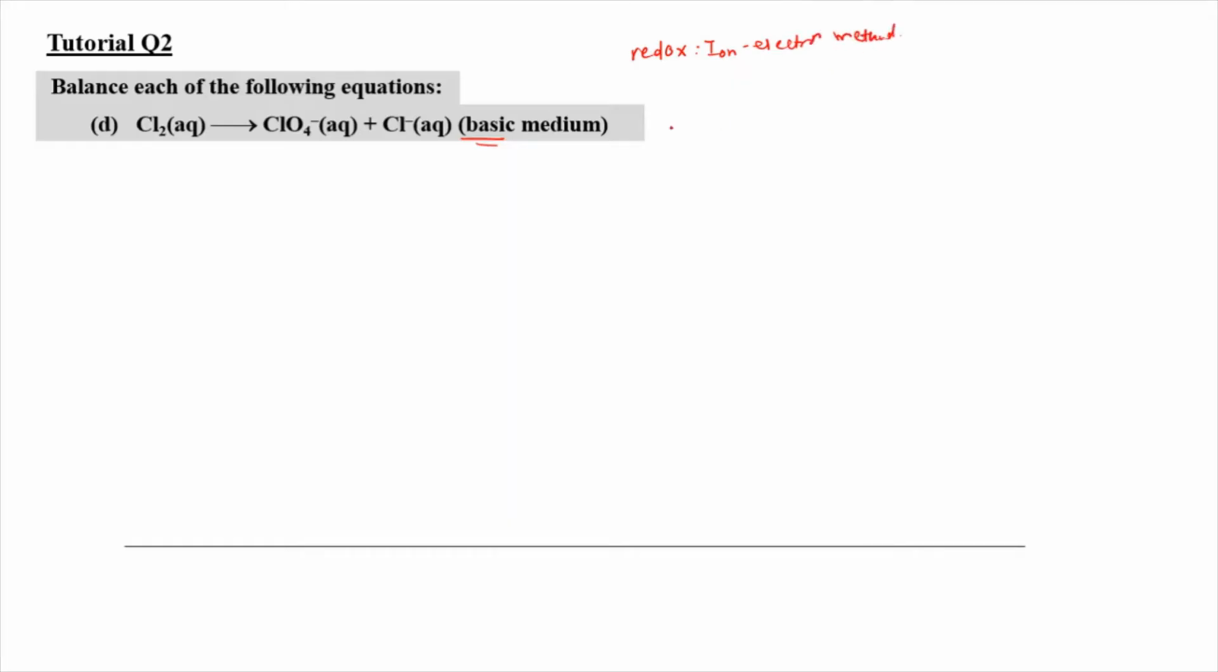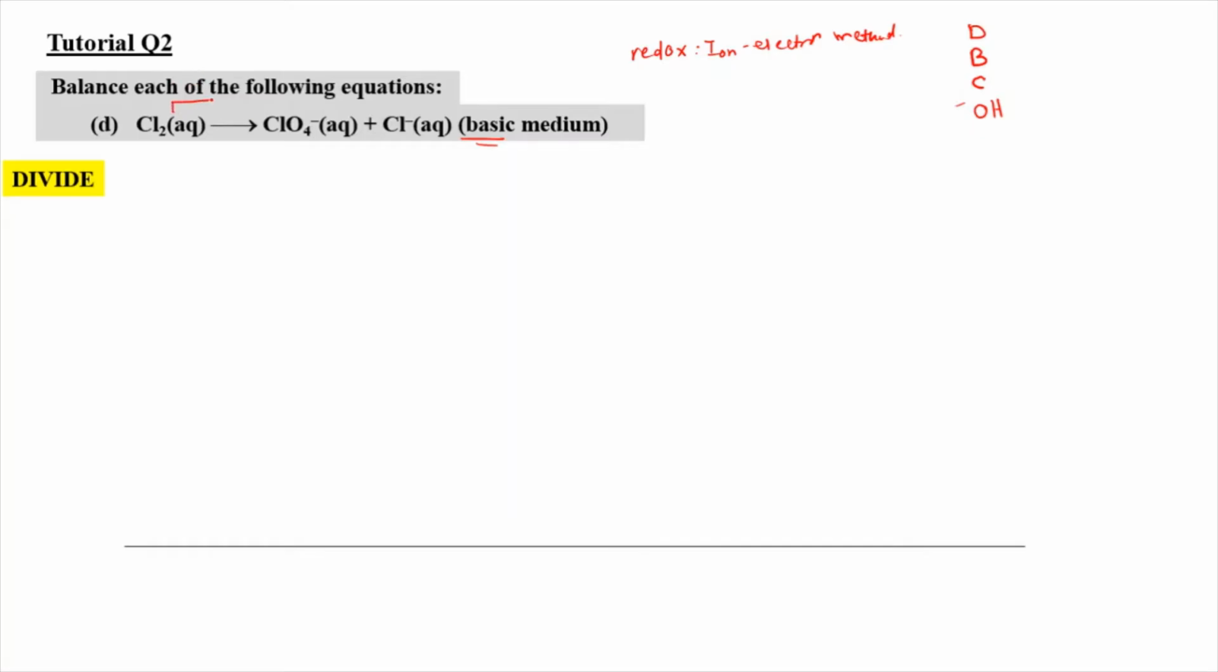And since we are talking about basic medium, in order for us to perform the ion electron method, we're going to divide the equation, balance it, combine, and then we need to add OH once we finish step number 3. So for basic medium, we're going to do DBC OH. Okay, so for step number 1, divide, we're going to divide the equation first.